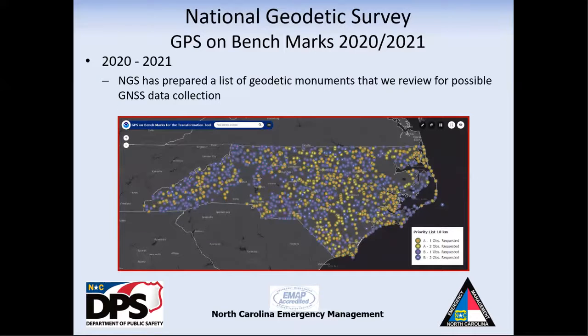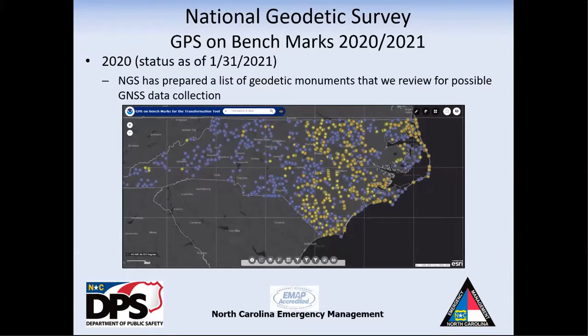The other is what's called GPS on benchmarks. The National Geodetic Survey needs GNSS observations on geodetic monuments that we have run geodetic leveling through, so they have heights determined by leveling. You can see the ones in yellow are priority A, the ones that we were asked to observe. That's where we started in early 2020, and this is where we are now. We've accomplished about all of Western North Carolina, and we're currently working in Eastern North Carolina. Our goal is to get this all completed by the end of 2021.